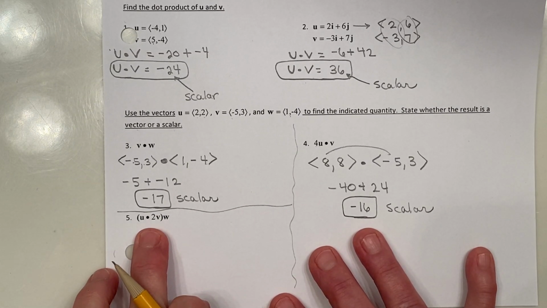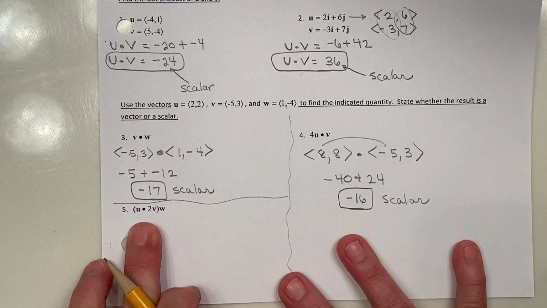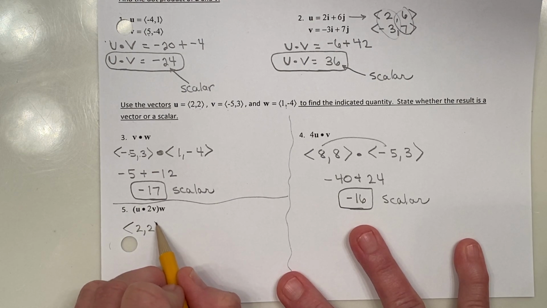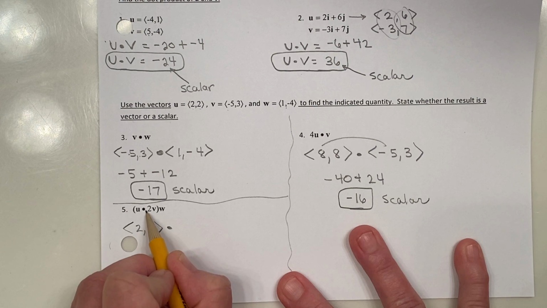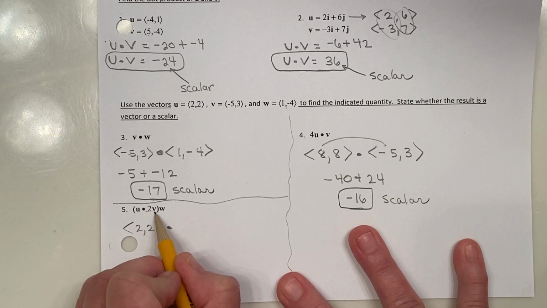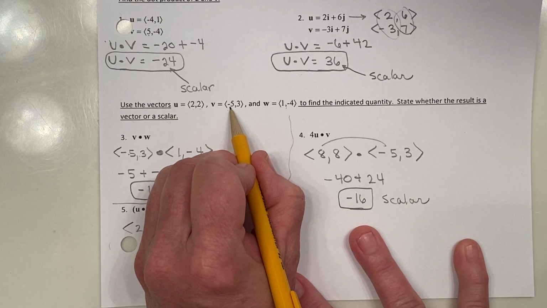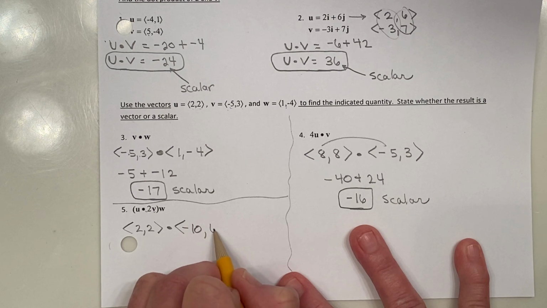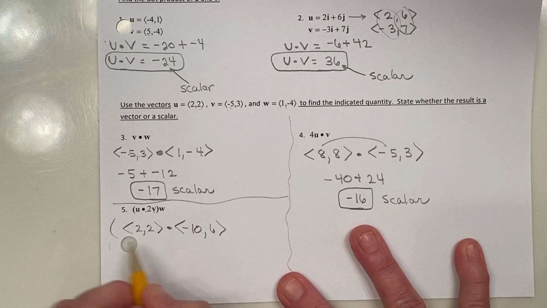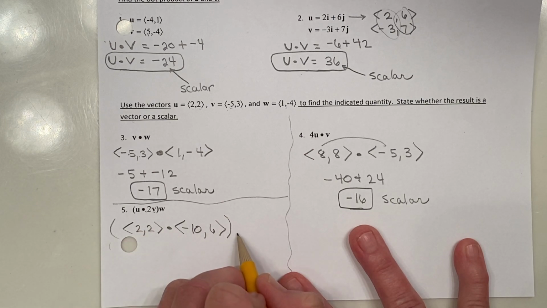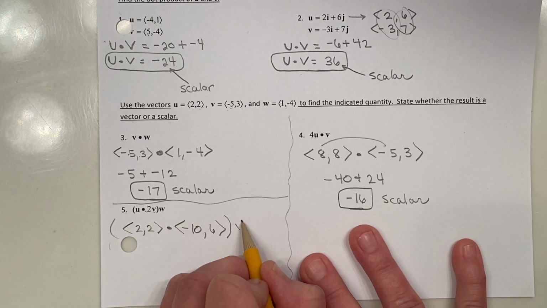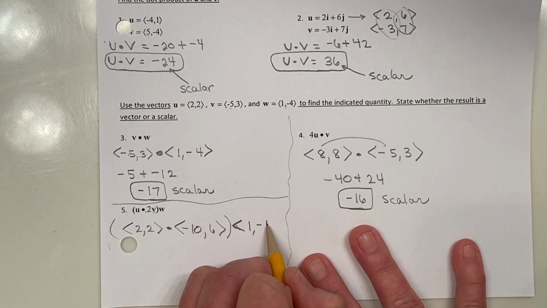All right, example 5, I'll probably handle the parentheses first. So vector u, get that in front of me. I'm going to dot that with 2 times v. I'll go ahead and multiply 2 into vector v. So doubling those components gives negative 10, 6. And then once I'm done with dotting these two vectors, I've got to dot it with vector w, and vector w is 1, negative 4.